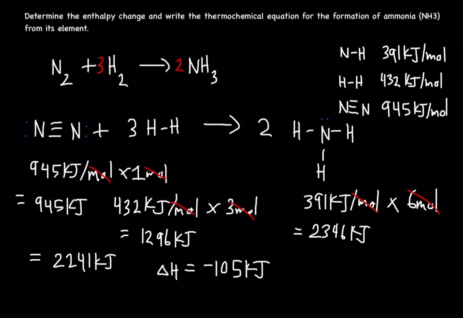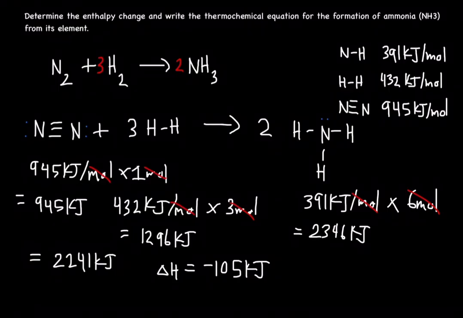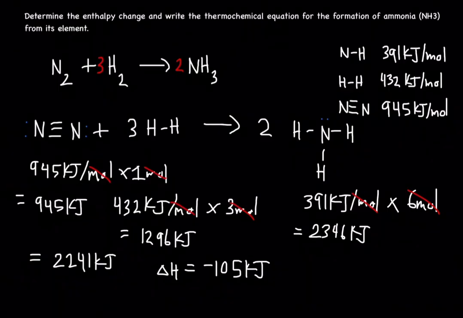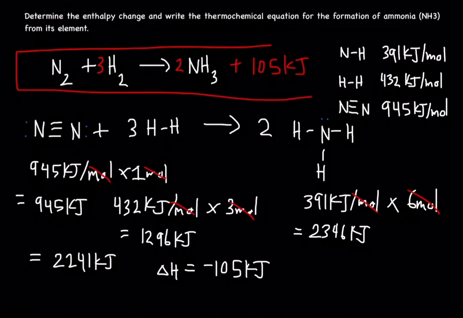Since we have an enthalpy change that is negative, that means this reaction is an exothermic reaction. So it loses heat, it gives its heat to its surroundings. And now, since it's an exothermic reaction, the enthalpy change is on the product side of the equation. So it'll be plus 105 kilojoule. And this is the thermochemical equation for the formation of ammonia.